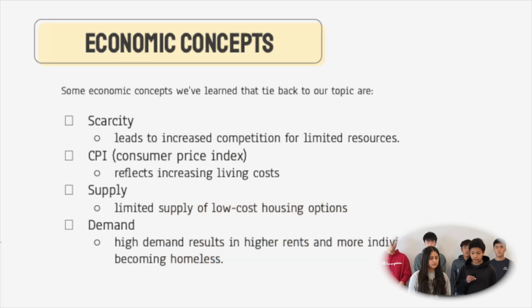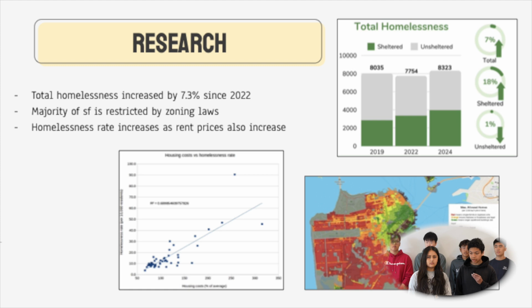Scarcity relates to the inability for homeless people to find cheap and affordable housing. CPI is the inflation and increase in rent, and supply and demand are tied with the low limit of affordable housing. This is research. The top right shows the total homeless population and how it grew. The bottom right is the zoning laws, and the bottom left is the rent increase.